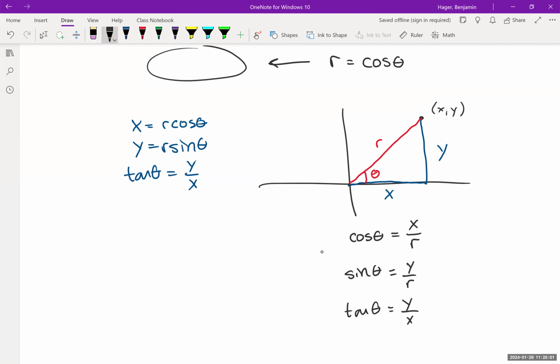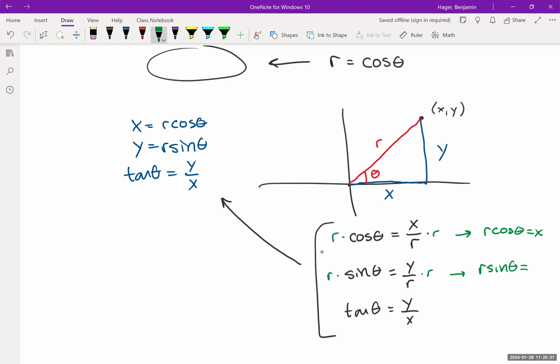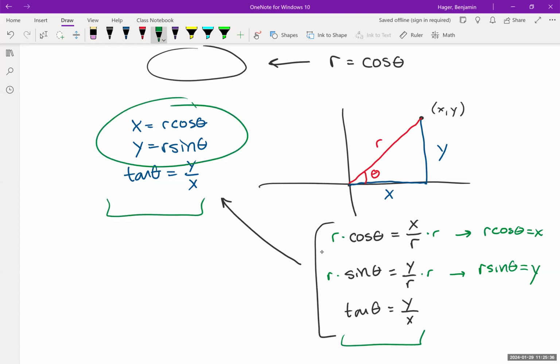So using SOHCAHTOA or the point definition, however you like to think about it, you already know all of this, which means you already know this. That's exactly where they come from. See, all they're doing is taking the r here and bringing it over to the other side. They're multiplying both sides by r. So here you get that r cosine theta is equal to x. If you multiply both sides by r here, you get r sine theta is equal to y. And we've already got that tangent of theta is y over x.